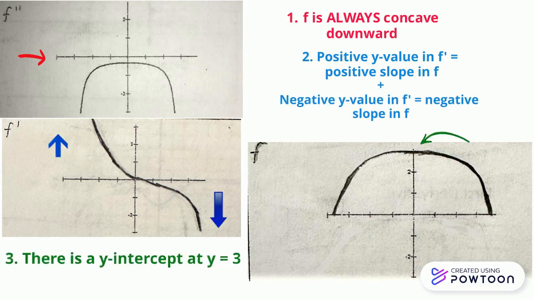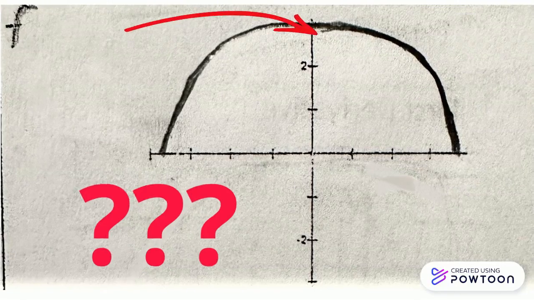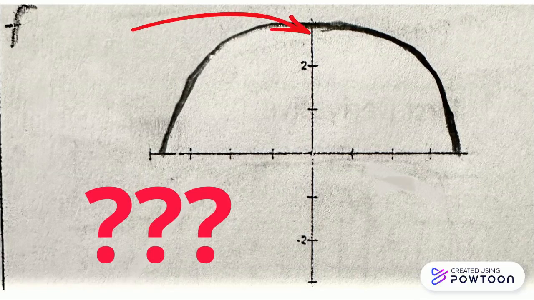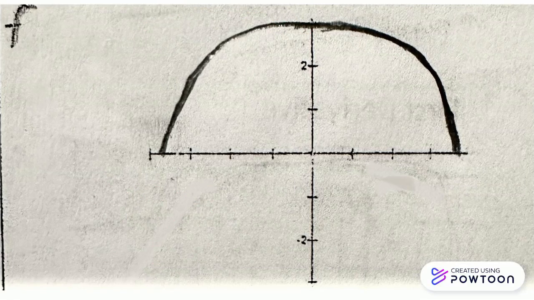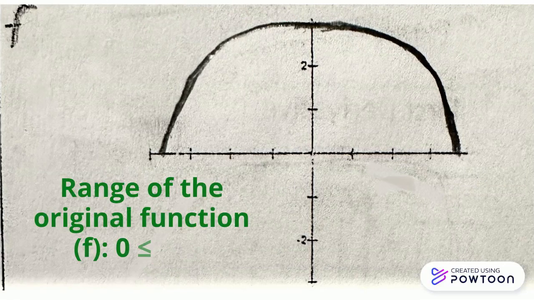This graph has a y-intercept at y equals 3, which is also our maximum. Hey Q, why is the y-intercept at y equals 3? Well, if you were paying attention to the video, you would remember that the range of the original function f is 0 less than or equal to y, which is less than or equal to 3.